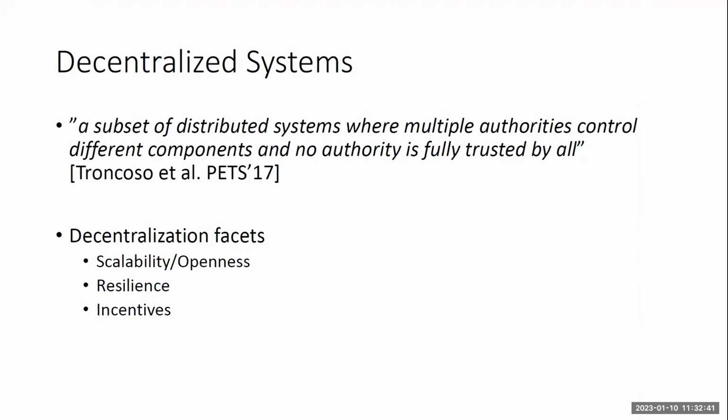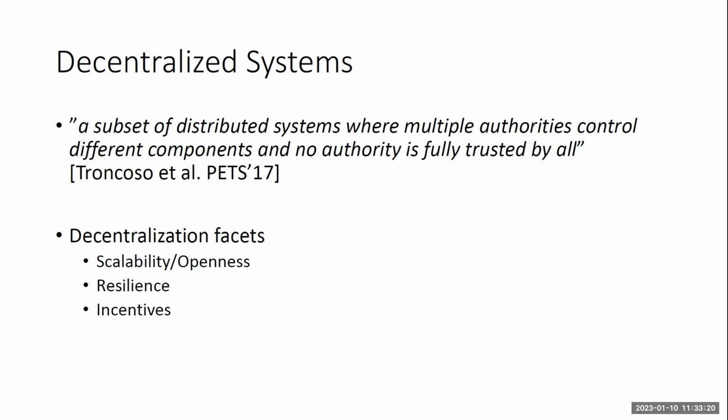So what are decentralized systems? There are many definitions of decentralization or decentralized systems. Very simply, a decentralized system is a subset of a distributed system where you have multiple authorities that control different parts of the system, but no authority is fully trusted by all, right? So you don't necessarily need to put your trust in everyone. You have a subset of nodes that try to do something together, but you don't necessarily need to fully trust all these collaborating entities.